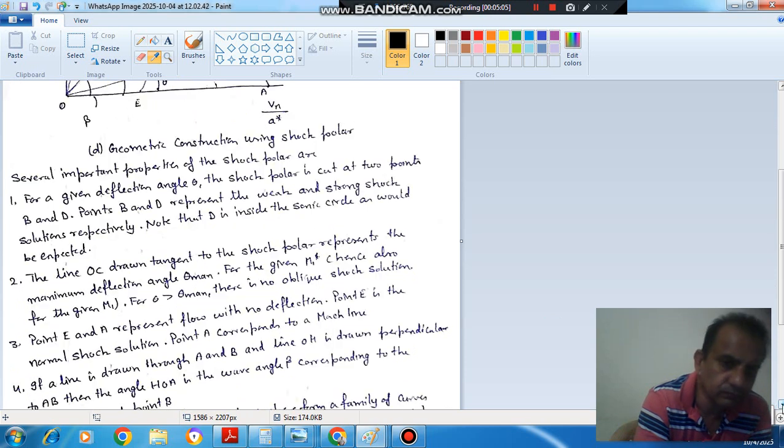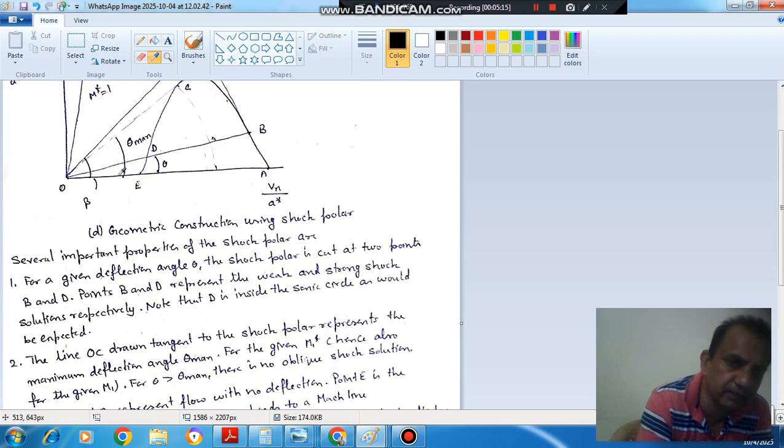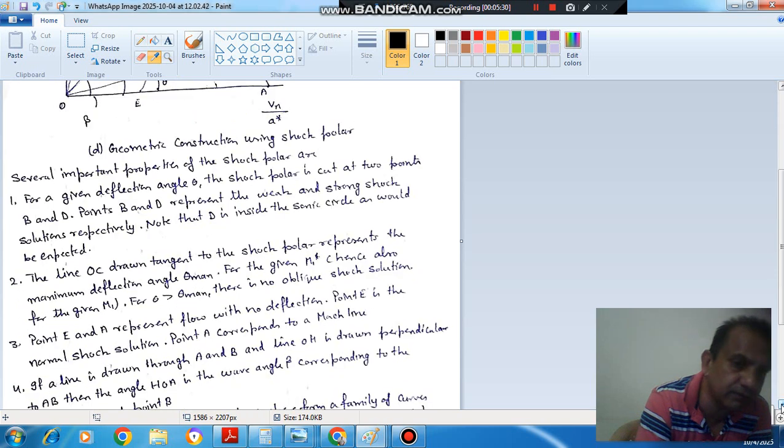Next point, points E and A represent flow with no deflection. If we take these points E and A, there is no deflection. So the velocity is supersonic and it becomes subsonic, and the angle of deflection is 0. So it is a normal shock. OE represents the condition after the normal shock. So points E and A represent the flow with no deflection. Point E is the normal shock solution. Point A corresponds to the Mach line.